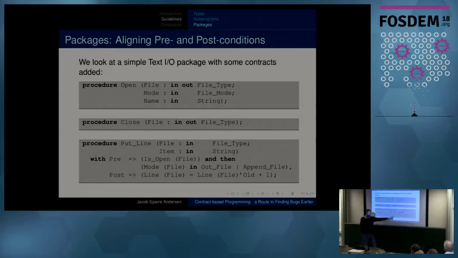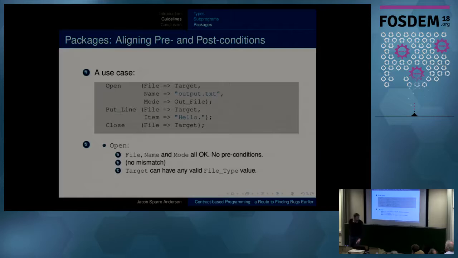So I refer to the old line number of the file and compare that with the current line number of the file and say there has to be one added here. Anyway, we just look at a very small part of it here. And a plausible use case: open the file, put a line, close the file. Since Open didn't have any preconditions, it's very easy, everything's okay.